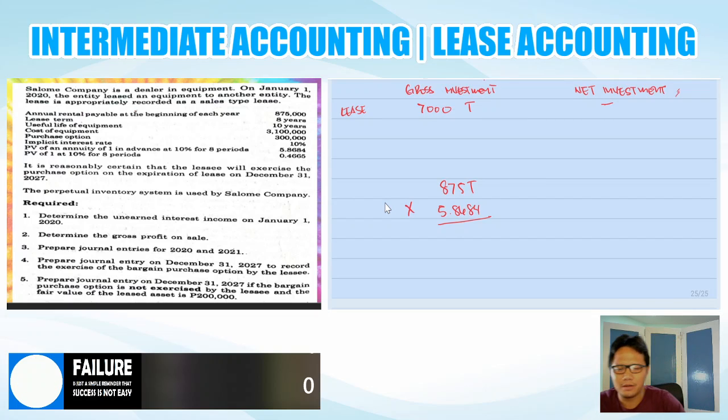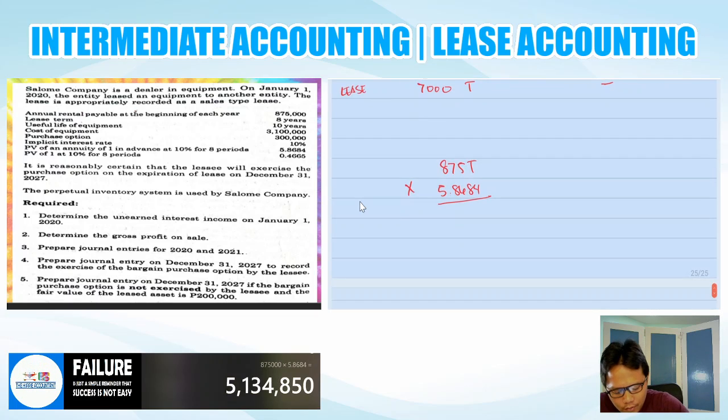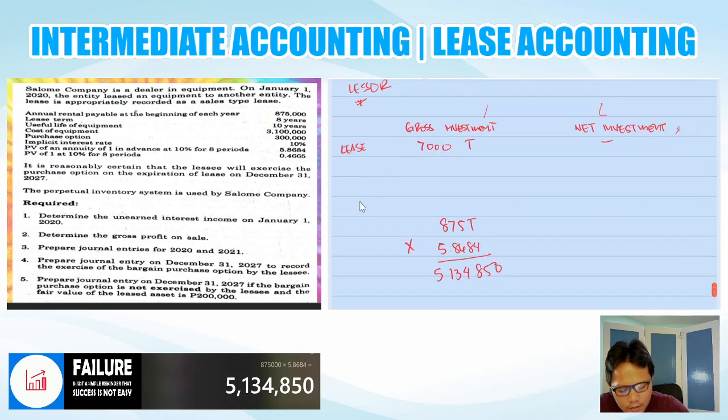The annual payment. Okay? The annual payment. So, 875,000 multiplied by 5.8684. That would be 5,134,850. So, this is your net investment. Okay? That is your net investment.